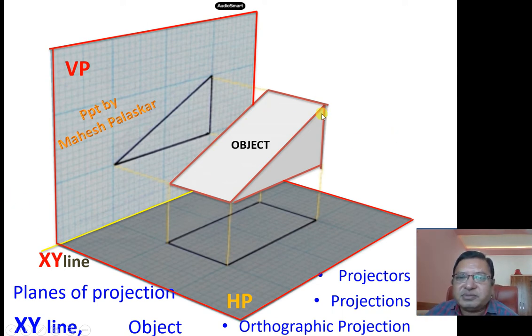This is the object, right? So the object initially is taken as a simple object. Later on, you have to draw the projections of the complicated objects also.